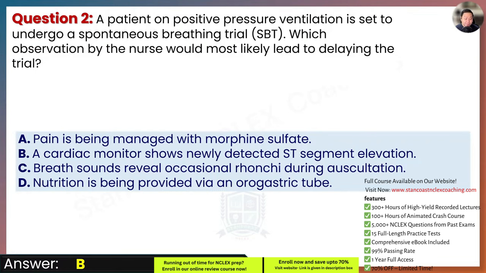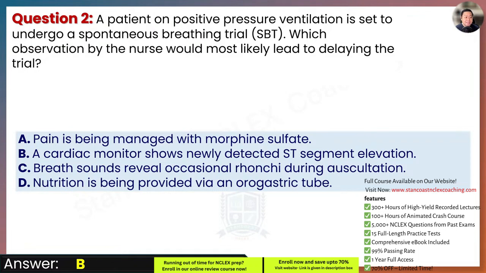And so the key clue here is "managed," suggesting the pain is under control, not severe or unstable enough to delay the trial. Now, for letter C, another incorrect option, we know that rhonchi are low-pitched, snoring-like sounds that actually indicate mucus or airway secretions. It can also impair breathing, and the key word here is "occasional." This suggests mild airway congestion, which can often be cleared with suctioning. Unless the secretions are severe enough to cause respiratory distress, the rhonchi alone do not warrant postponing the trial.